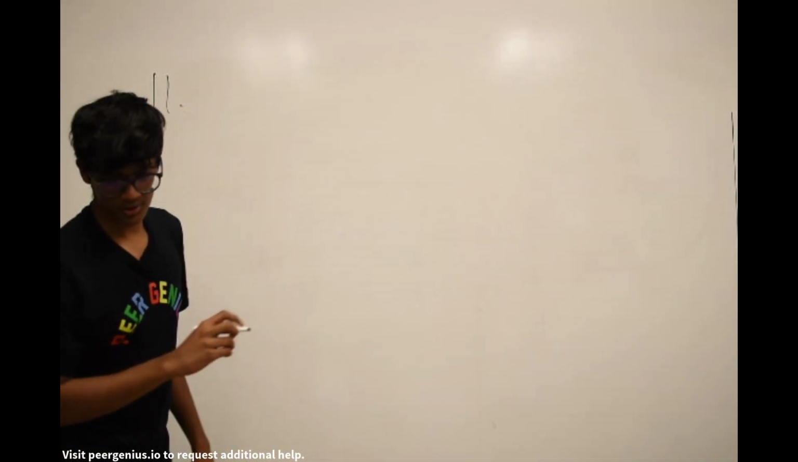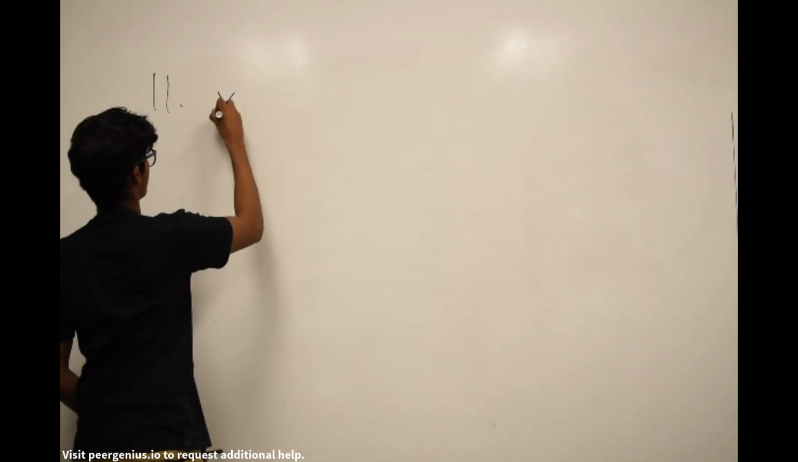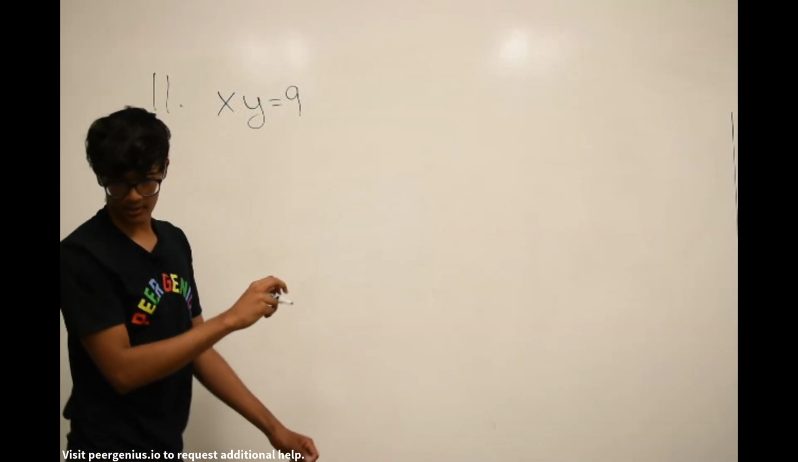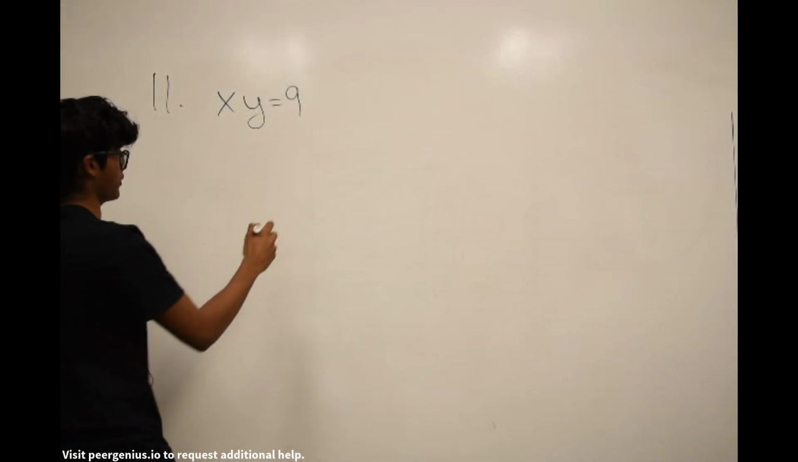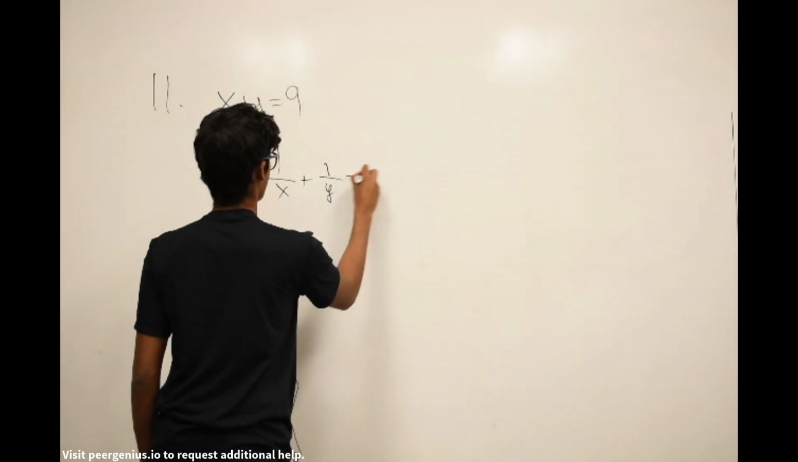What is the minimum possible sum of the reciprocals of the two numbers? Okay, so it says the product of two real numbers is 9. So let's just say the two numbers are x and y. So x times y equals 9. And they're asking for the minimum possible sum of the reciprocals. So that means they're asking for 1 over x plus 1 over y.